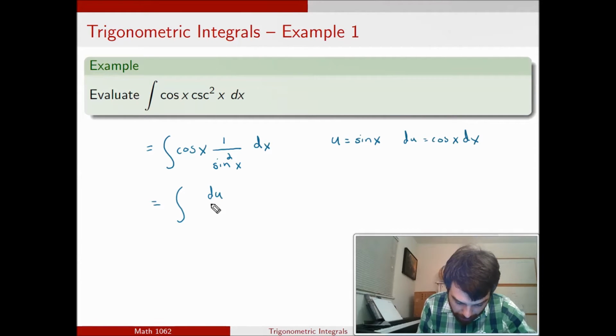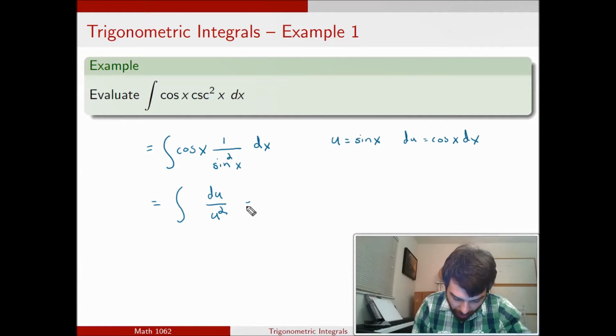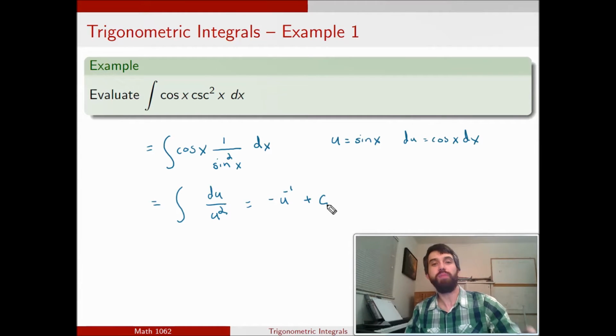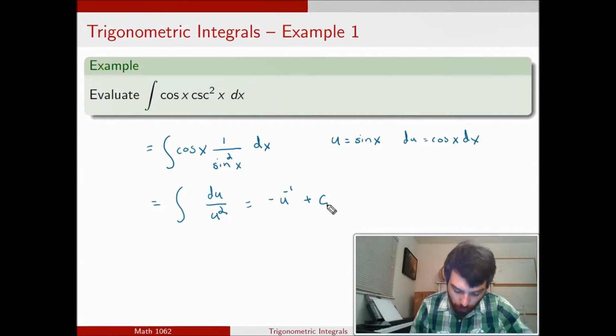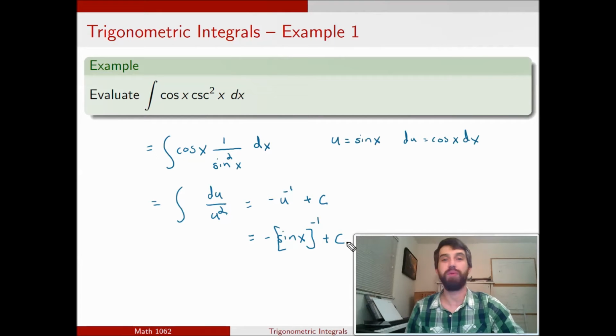I have a du on the top, a u squared on the bottom, and now this is something I know how to do. This is just going to be a normal old power rule, and so I'm going to say minus u to the minus 1 plus c, and our implicit agreement is always going to be that when we're doing a u substitution, we do not leave it written in terms of u. We take that final step and re-substitute in the u: minus sine of x all to the power of minus 1 plus c. And I put these big brackets around here just so that we're not confused. We don't think it's the inverse sine or arcsine of x.